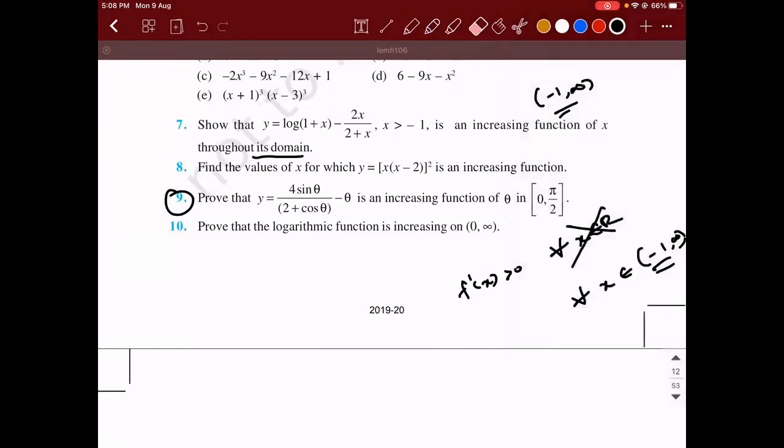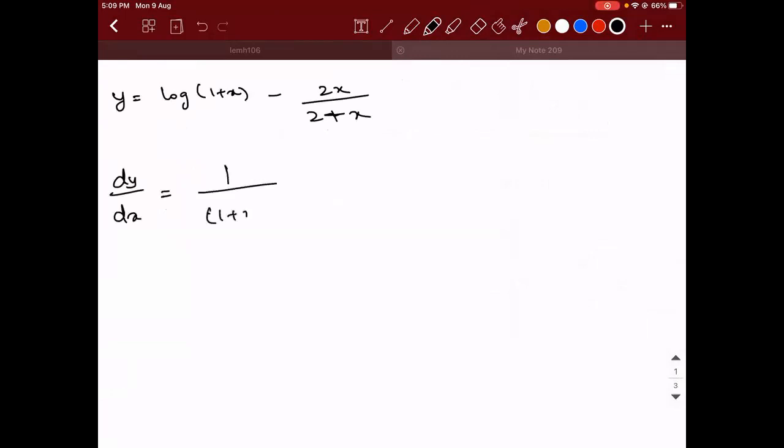I want somebody to read the question. Y is equal to log of 1 plus x minus 2x by 2 plus x. Okay. Now, what is dy by dx? 1 by 1 plus x into derivative of 1 plus x is 1 minus. I hope you guys remember the chain rule, right? Derivative of log is 1 by whatever is the value inside, into, if the value is anything other than x, you need to follow the chain rule.